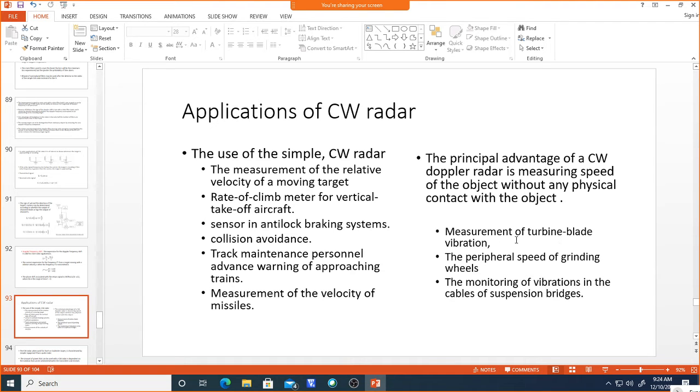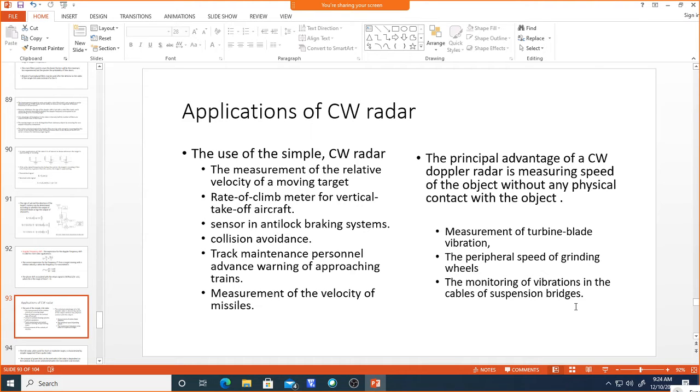Measurement of turbine blade vibration. In many mechanical systems, these turbines are moving with a particular velocity, and we can estimate the turbine blade vibration and the velocity at which it is rotating, the rotations per minute. All those things we are able to estimate using this continuous wave radar. And the peripheral speed of grinding wheels. This also we can measure, what the velocity and the speed of it is.